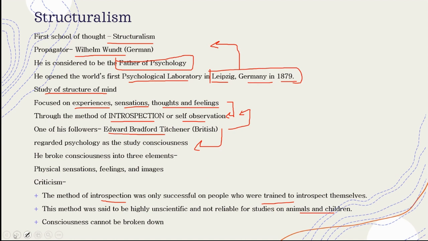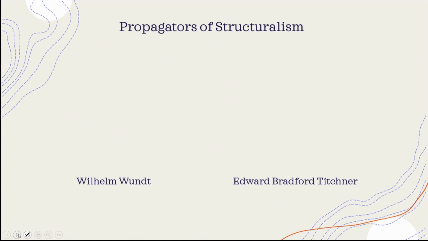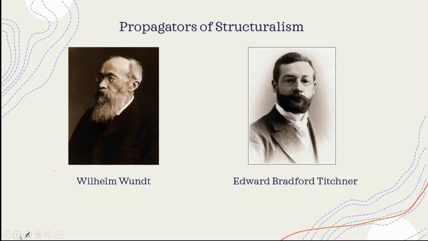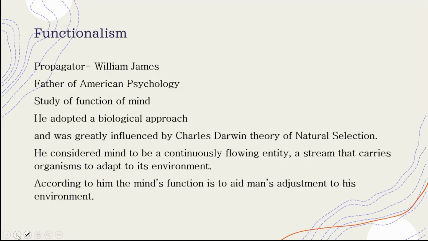But it led to further studies, and another school of thought emerged, which is functionalism. And before we go on to that, let's see the propagators: Wilhelm Wundt and Edward Bradford Titchener. Functionalism was given by William James. He was the father of American psychology. We said the father of psychology was Wilhelm Wundt, the father of American psychology was William James. And he said that psychology is the study of function of mind.